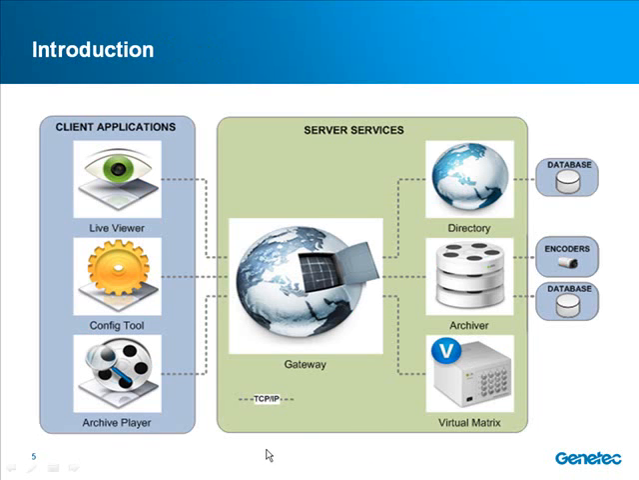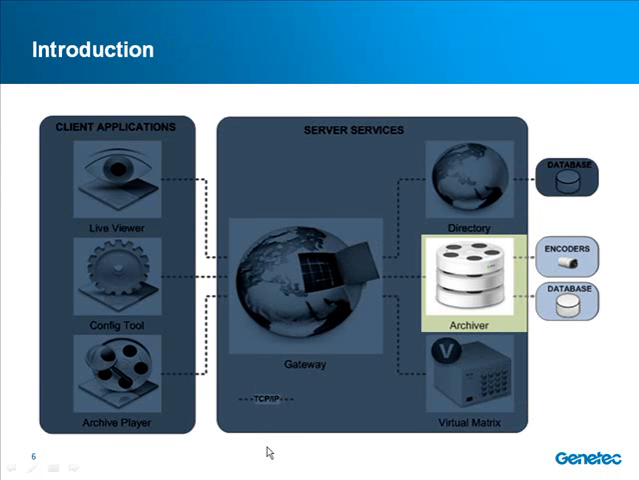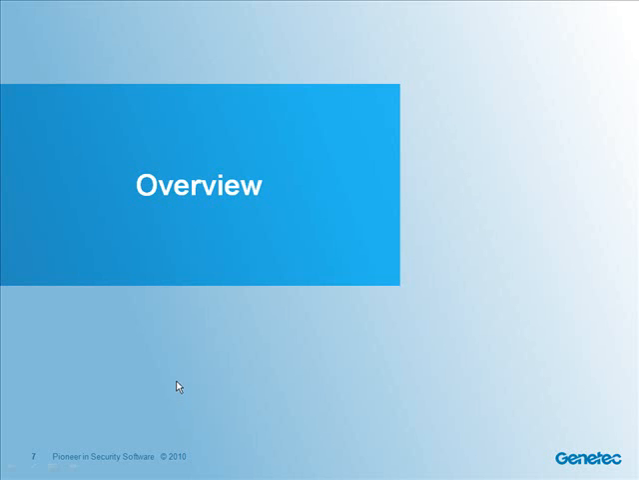Now, our webinar today is looking specifically at the archiver service, so we're assuming viewers have a basic understanding of how Omnicast works with respect to the other services and with the client applications. Before we go into more detail on the archiving troubleshooting steps, let's take a brief look at how the archiver works.